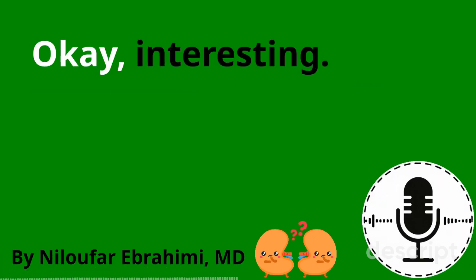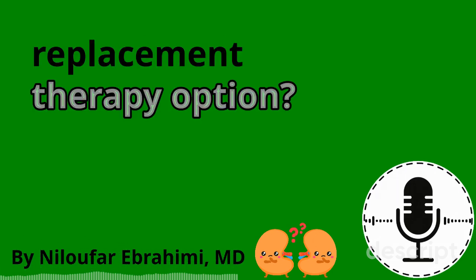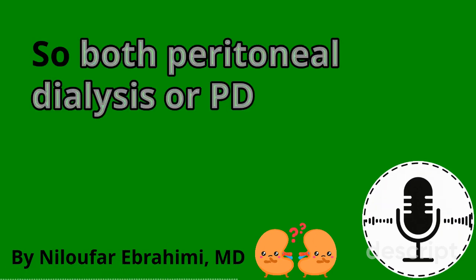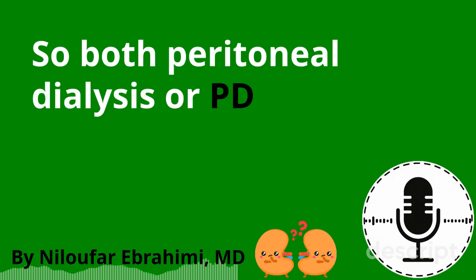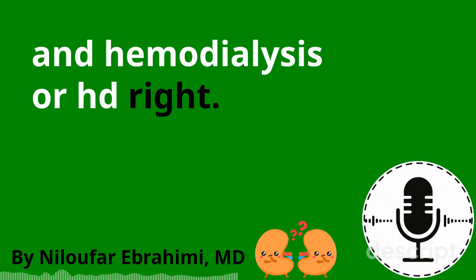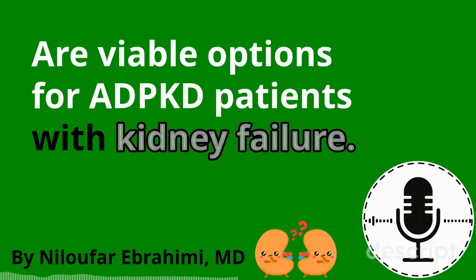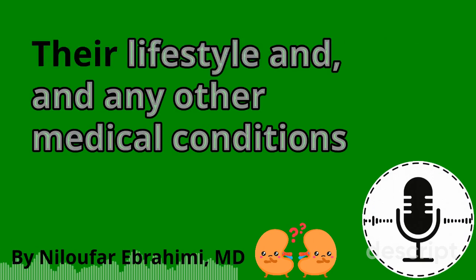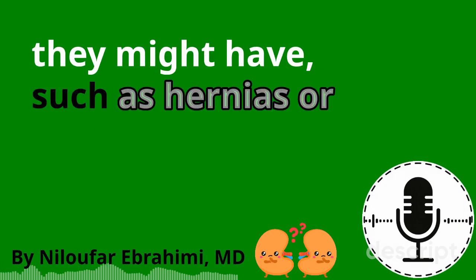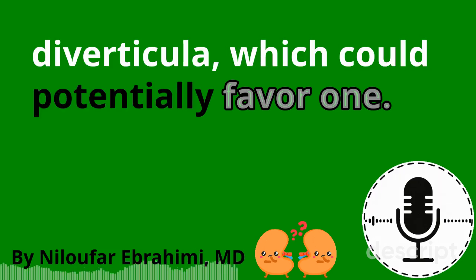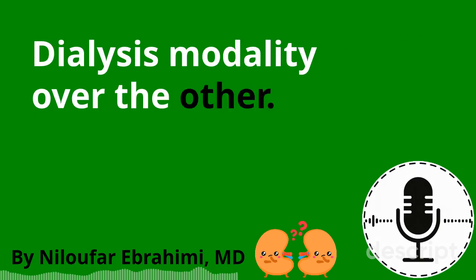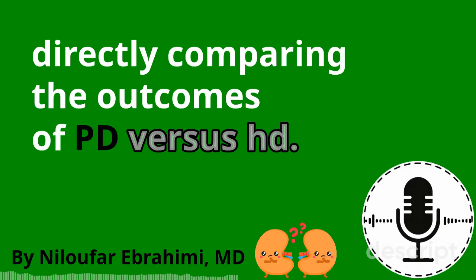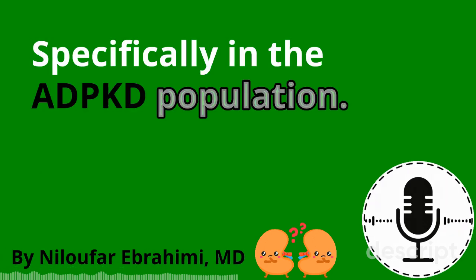The guideline also recommends screening for renal cell carcinoma with an abdominal MRI within the year leading up to the transplant. Interesting. What about dialysis as a kidney replacement therapy option for your ADPKD patients who are approaching or have reached kidney failure? Both peritoneal dialysis, or PD, and hemodialysis, or HD, are viable options for ADPKD patients with kidney failure. The choice should really be individualized, taking into account the patient's preferences, their lifestyle, and any other medical conditions they might have, such as hernias or diverticula, which could potentially favor one dialysis modality over the other. The guideline does note that we still need more research directly comparing the outcomes of PD versus HD, specifically in the ADPKD population.